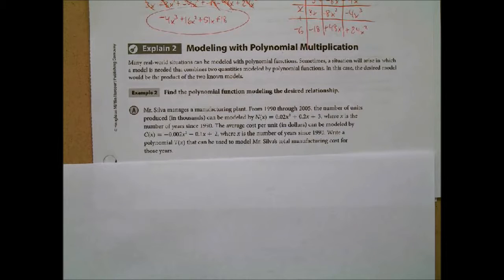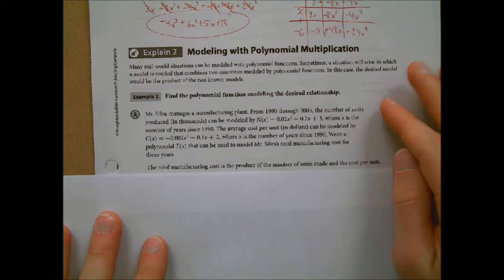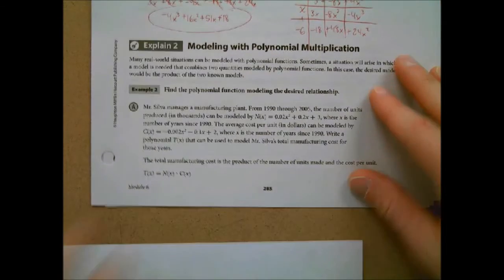Multiply them. So you do this one, n of x, times this one, c of x, combine like terms and stuff like that. And then we would plug in, if we wanted to estimate for a particular year. It doesn't say for a particular year. Anyway, you get the idea though. Good. That's good enough for me.